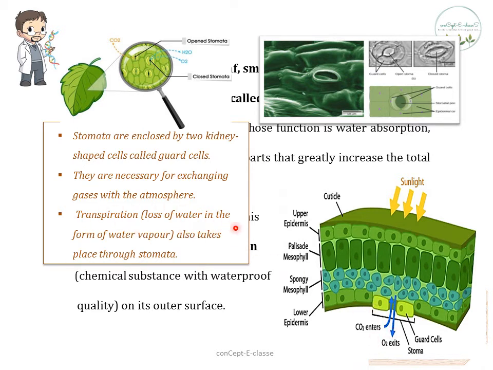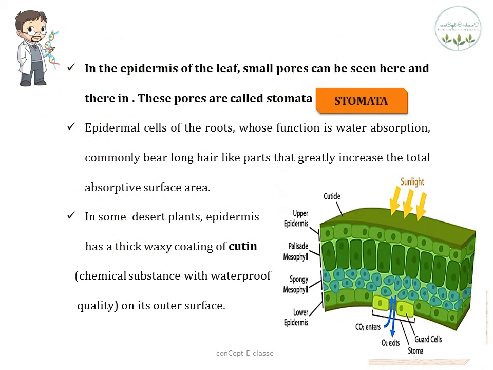Transpiration, the loss of water in the form of water vapor, also takes place through the stomata. So stomata are the small pores on the epidermis. They are guarded by two kidney-shaped cells called guard cells, and they are very important in exchanging gases with the atmosphere. The loss of water in the form of water vapor also takes place through these stomata.